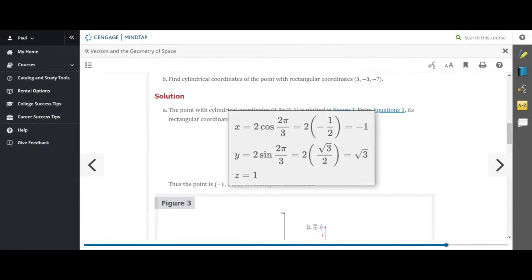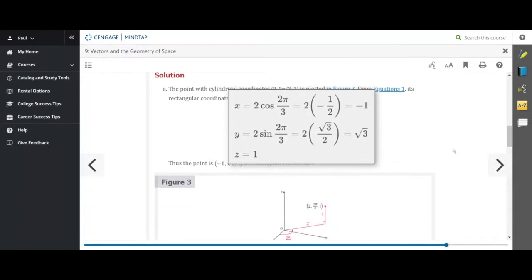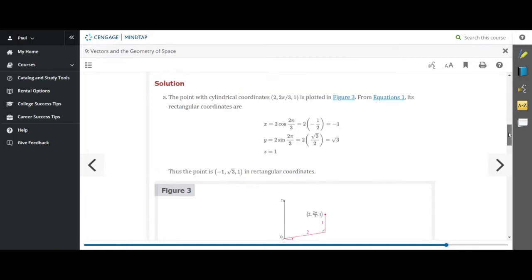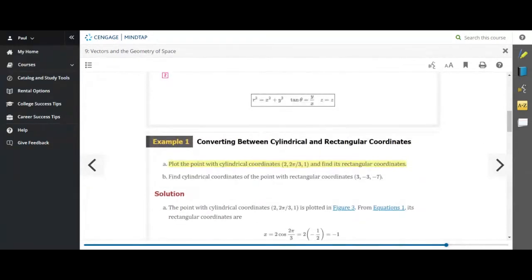All right, and then y is, well, the sine of 2 pi over 3, sine of 120 degrees, is √3/2. So you get √3. Hopefully you know these values, you just know them, but that's fine. So sure enough, the x coordinate's -1, the y coordinate's positive, and z is 1. So that's how you convert from cylindrical to rectangular.